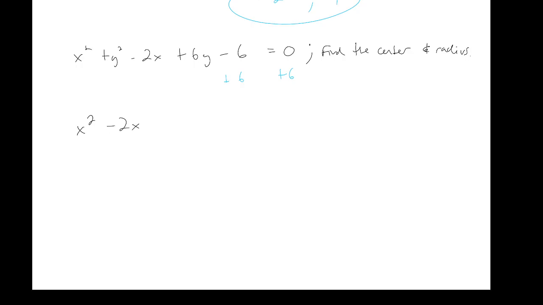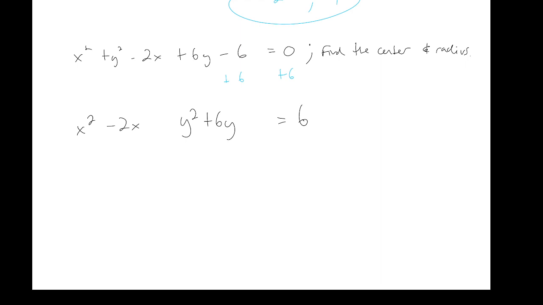And now I'm going to leave some space. And now I have y squared plus 6y, and I still leave some space. And I've got 6, right? Because I had 0 plus 6. And here's why I'm leaving some space. I'm going to complete the square in both of these.